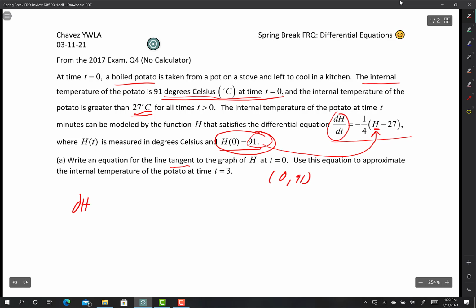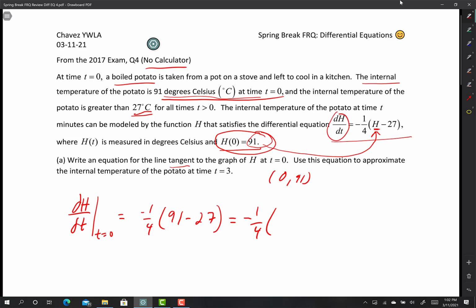So I'm going to write dh/dt when t is 0, if you want to write a little line there where t is 0, no big deal, is equal to negative 1/4 times (91 minus 27). And this is a no calculator question, guys. Let's see what this is. Negative 1/4. If you don't feel comfortable, you can actually leave it like that. But I think we can do it. 91 minus 27 is 64. I want to say 4 goes into 64. 4 times 15 is 60, so 4 times 16 must be 64. So negative 16, because that's 64 divided by 4.